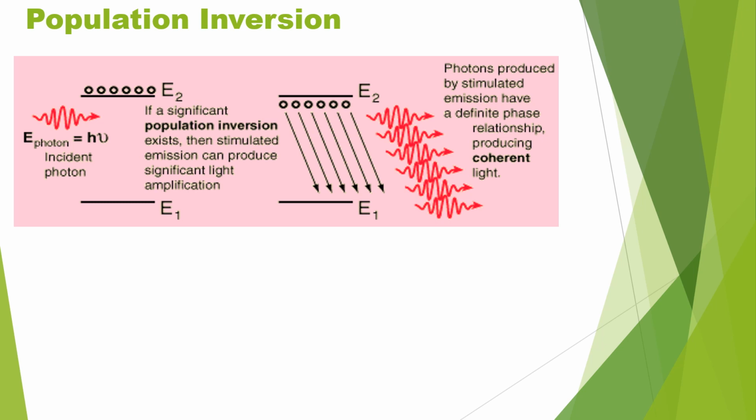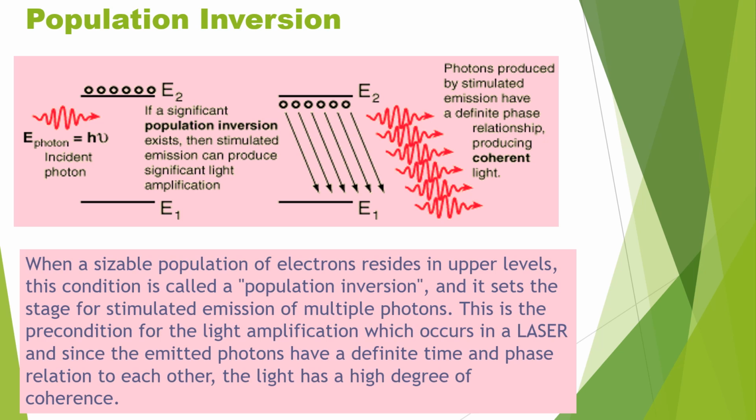Or in numerical form, if N1 represents the population in the ground state and N2 represents the population in E2, then for population inversion, N2 should be greater than N1. When this population inversion occurs and it is triggered, all the atoms release the energy which they absorbed in the same direction with the same frequency as that trigger energy. It means the light gets amplified. This is what population inversion is. This is the basic requirement for the laser tube, and this is what creates stimulated emission for multiple photons, and amplification is possible.